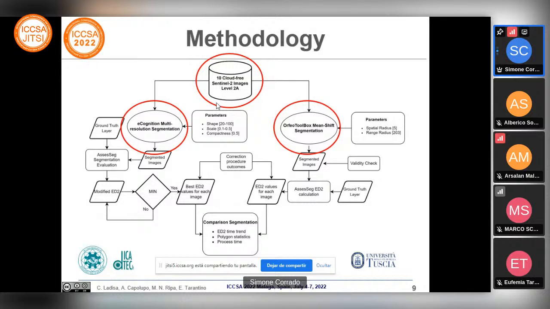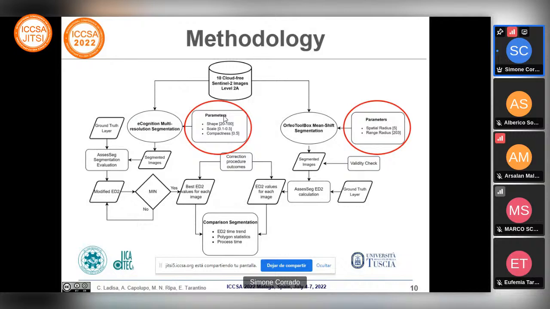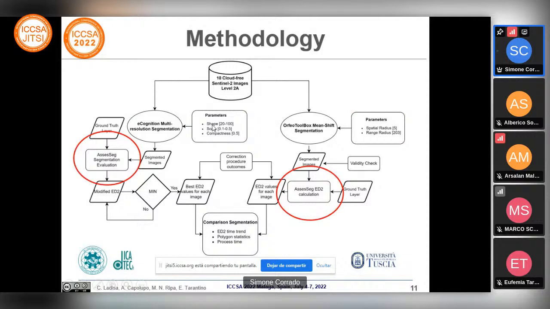So after digitalizing the solar park manually, the operating workflow was applied. Once Sentinel-2 images were collected, they were segmented in eCognition Developer and OTB. A multi-parameter approach based on scale, shape, and compactness parameters was applied in the eCognition platform, while a mean shift segmentation was used in the OTB platform. Contrary to the technique adopted in eCognition, fixed values were picked in this case. Then, for each segmented image, AD2 was calculated. The smallest AD2 value corresponds to the best segmentation parameter set for each image.